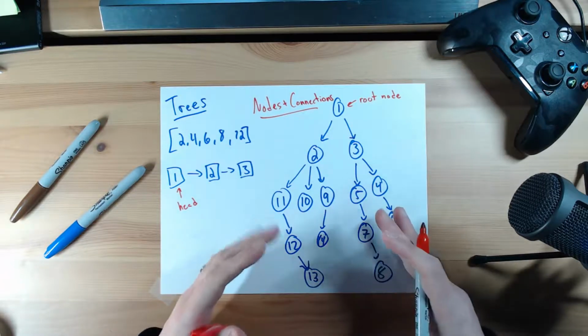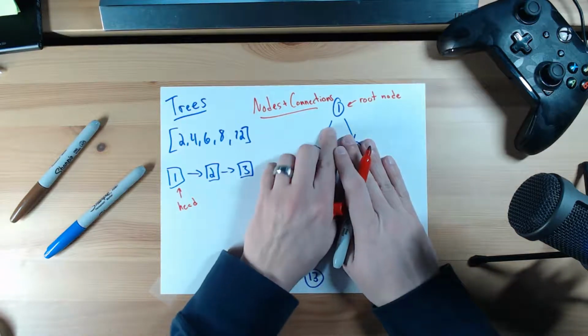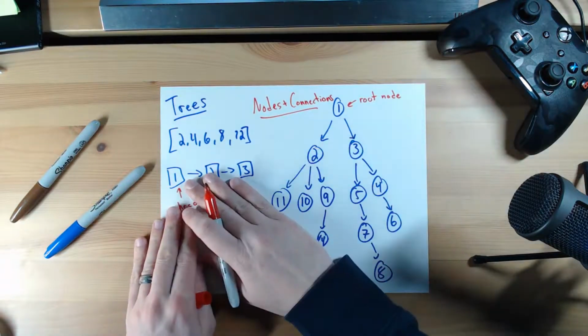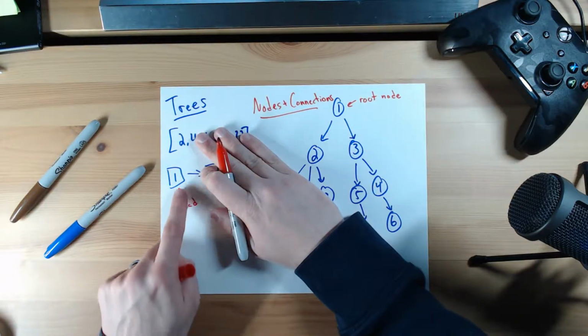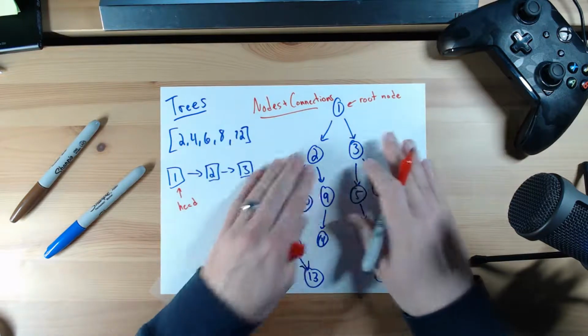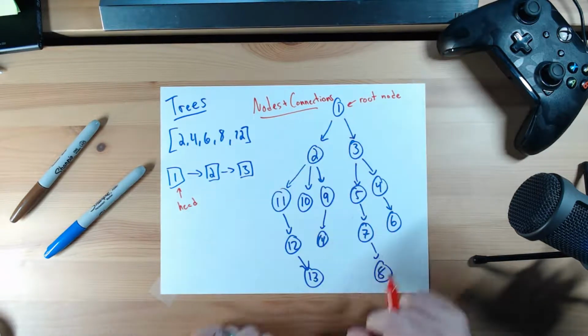Inside of a tree data structure, you would probably have a reference just to the root node, in the same way that inside of a linked list data structure, you'd probably just have a reference to the head element, or a pointer to a head element, and that's it. In a tree data structure, you might only have a reference or a pointer to the root node.